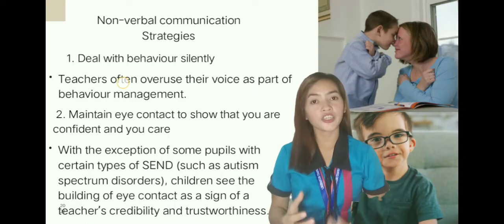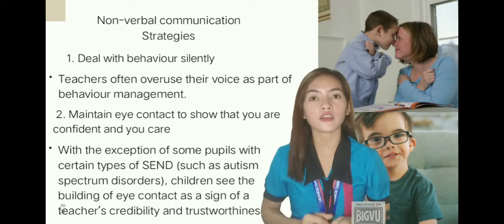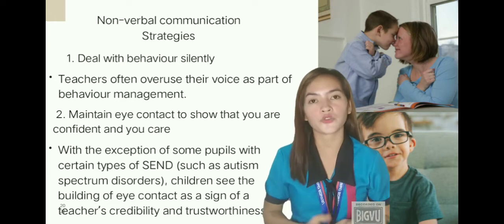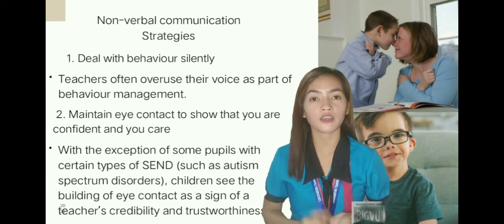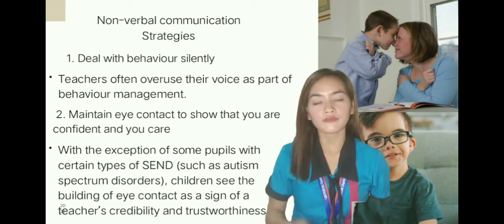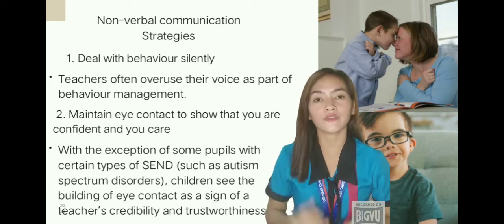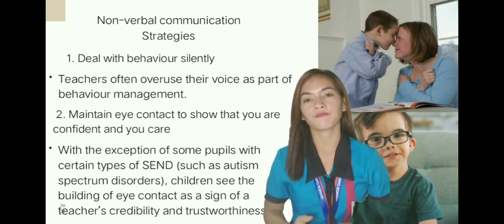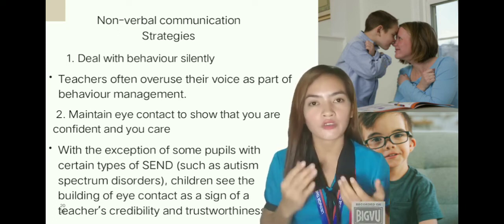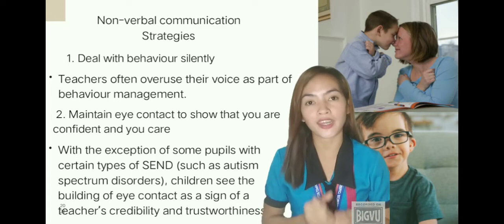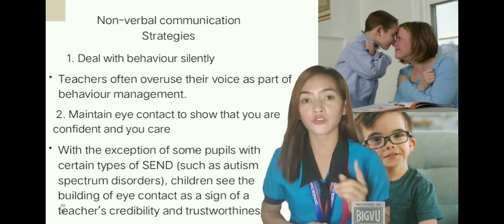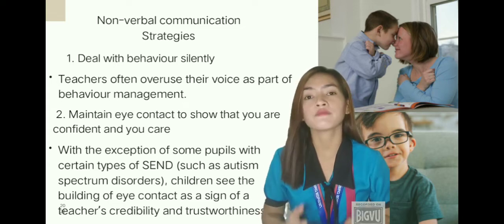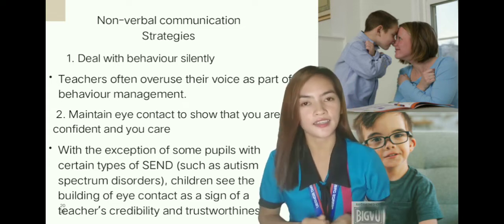And here are the 4 ways that using our facial and body gestures can bring learning benefits to the students that we teach. The first one is deal with behavior silently. Teachers often overuse their voice as part of behavior management. You cannot just deal with your students' behavior by using your voice, but instead by dealing with it silently.